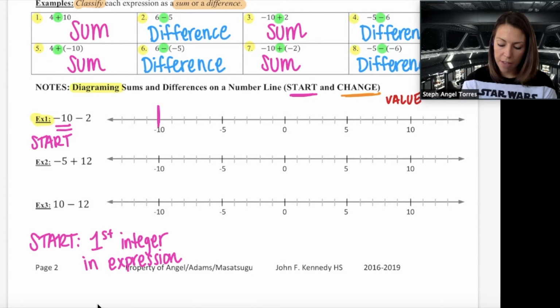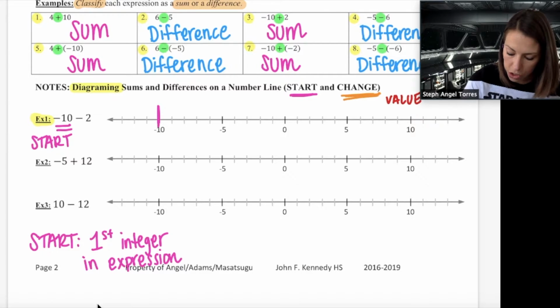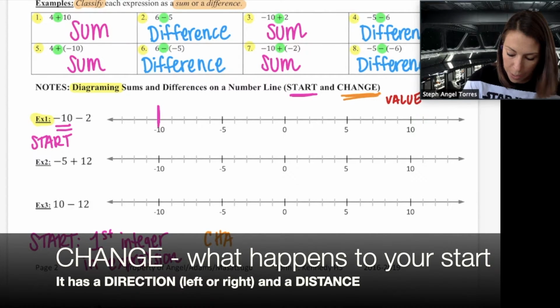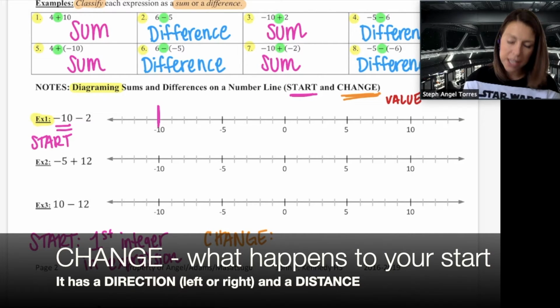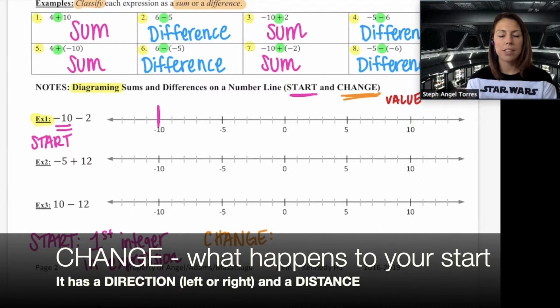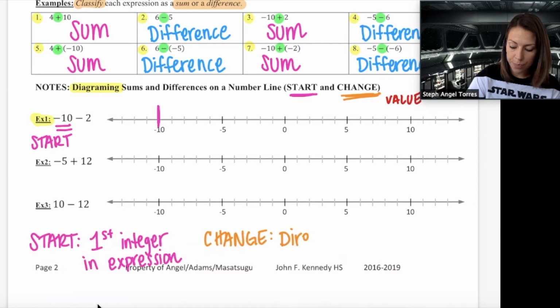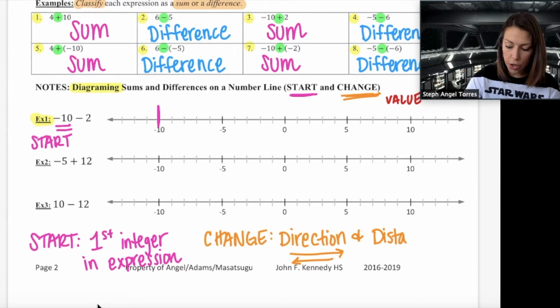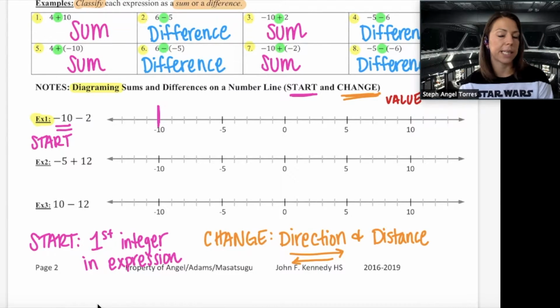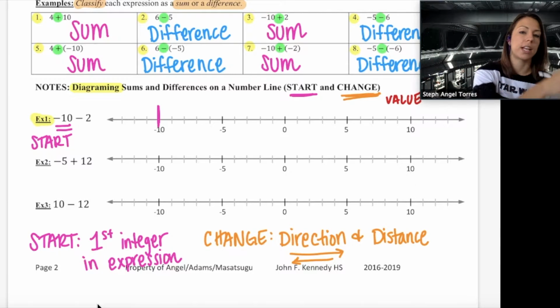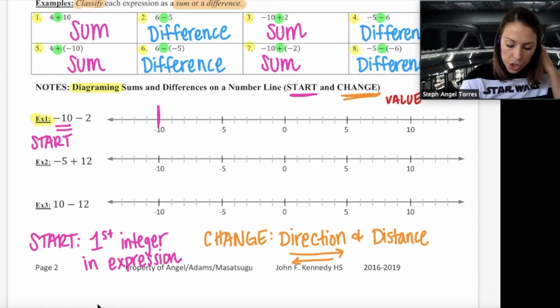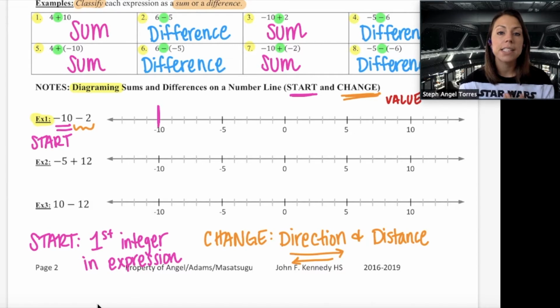The second part of every expression is called the change. And the change is basically what's happening to your starting value, because you're not going to start at negative 10, subtract 2, and end back at negative 10. That's not going to work. You're going to end somewhere else. Now, the change has both a direction. You're either going to go right or left, and it has a distance. You're going to travel a certain number of places, almost like a board game. You're going to be moving in some direction. So my change here would read minus 2.